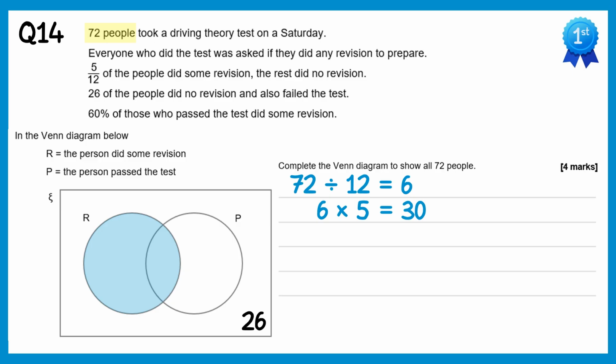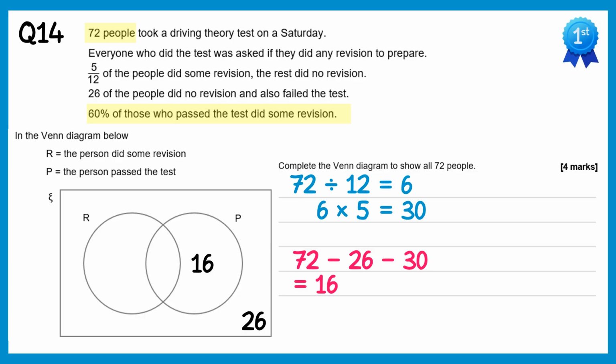Now moving on to the next line, it says 60% of those who passed the test did some revision. Now earlier on we said that the blue circle represents 30 people, and we've just put 26 people in that outside section there. So the only section we haven't considered is this one here. Now the whole Venn diagram needs to represent all 72 of those people. So if we know there are 30 in the blue circle, 26 on the outside, we can work out how many are in this red section here by doing the total number of people, take away the 30 from the blue bit, and take away those 26. So if we do 72, take 26 and take 30, we find that red section there must be 16. So let's pop a 16 in that section there.